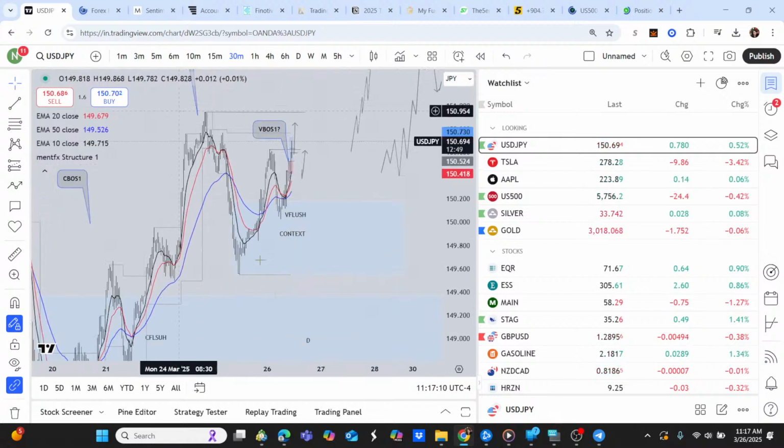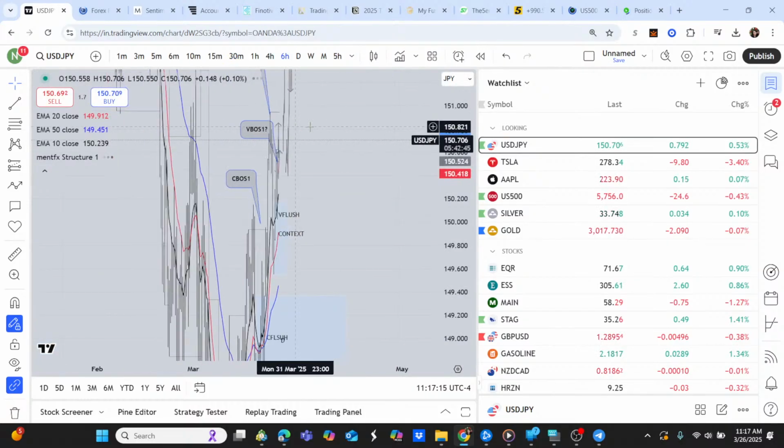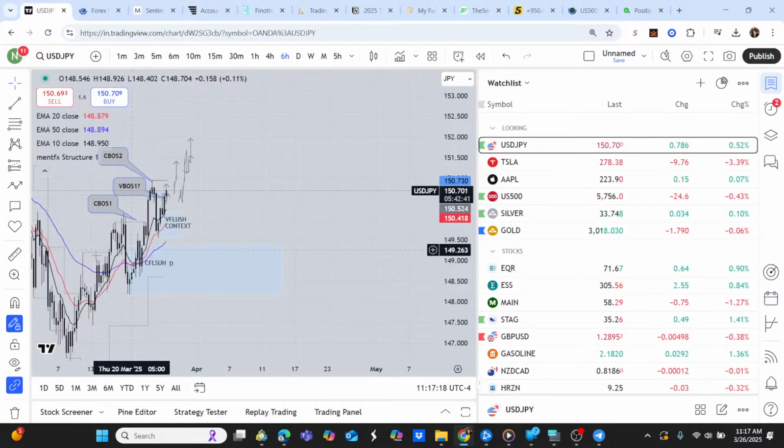Because if you see this large leg move, this large move down, if we go on something like, we can play around with time frames and stuff like that. Look at this, it's just the structure being formed to clear out the high.